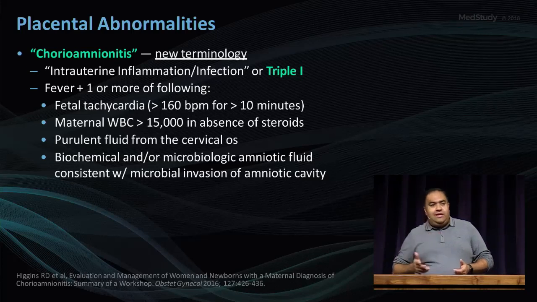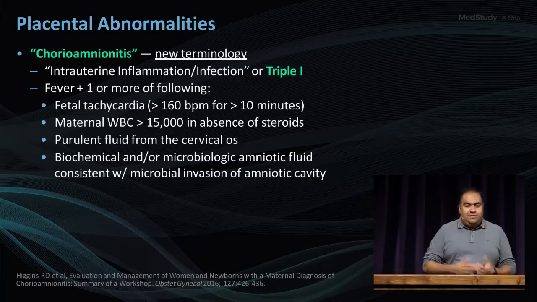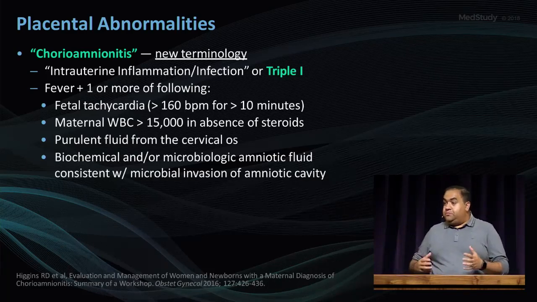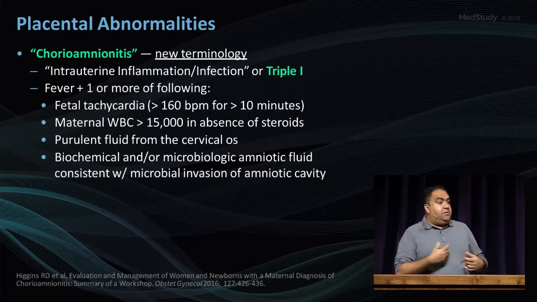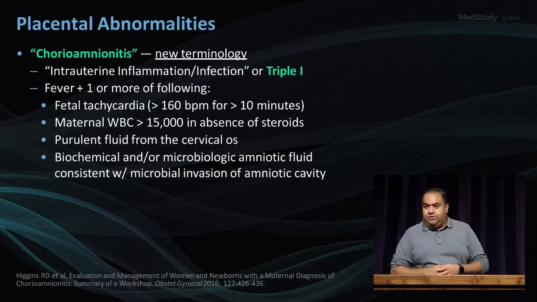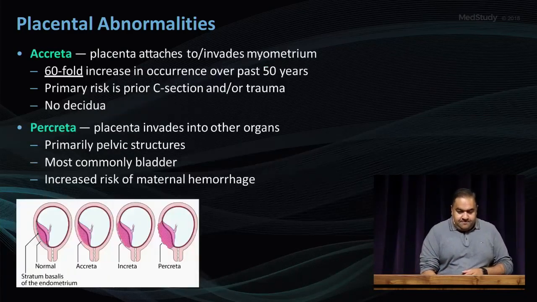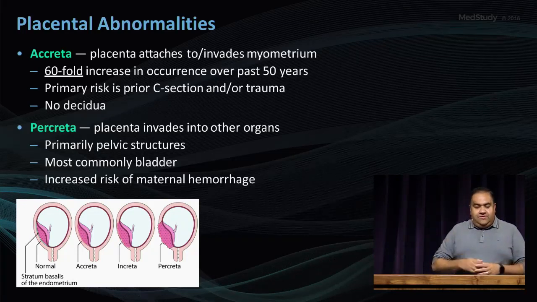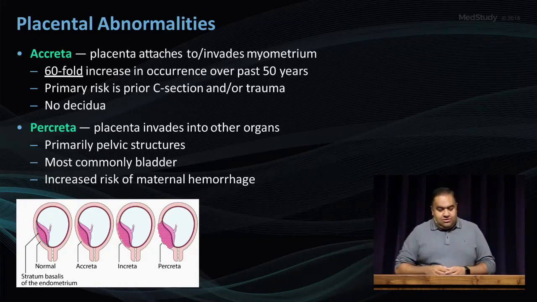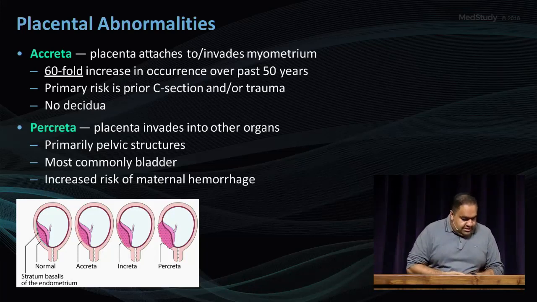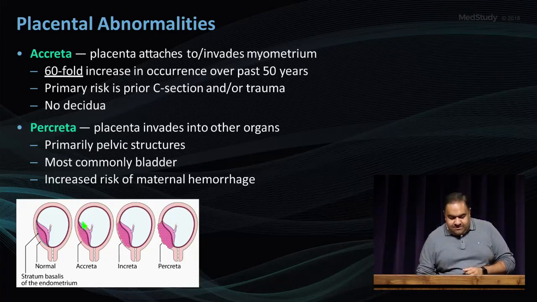Placental anomalies: chorioamnionitis has undergone a transformation in terminology. There's some intrauterine inflammation and infection, what they call the triple I. Usually it's fever plus something: fever plus tachycardia, maternal WBC count, purulent fluid from the cervical os, biochemical or microbiological amniotic fluid findings consistent with an invasion of the amniotic cavity. Then you have invasions. So you have accretas, you have percretas, and this is where the placenta invades or embeds within the uterine wall. Remember, the accreta, as you can see, is starting to embed within.